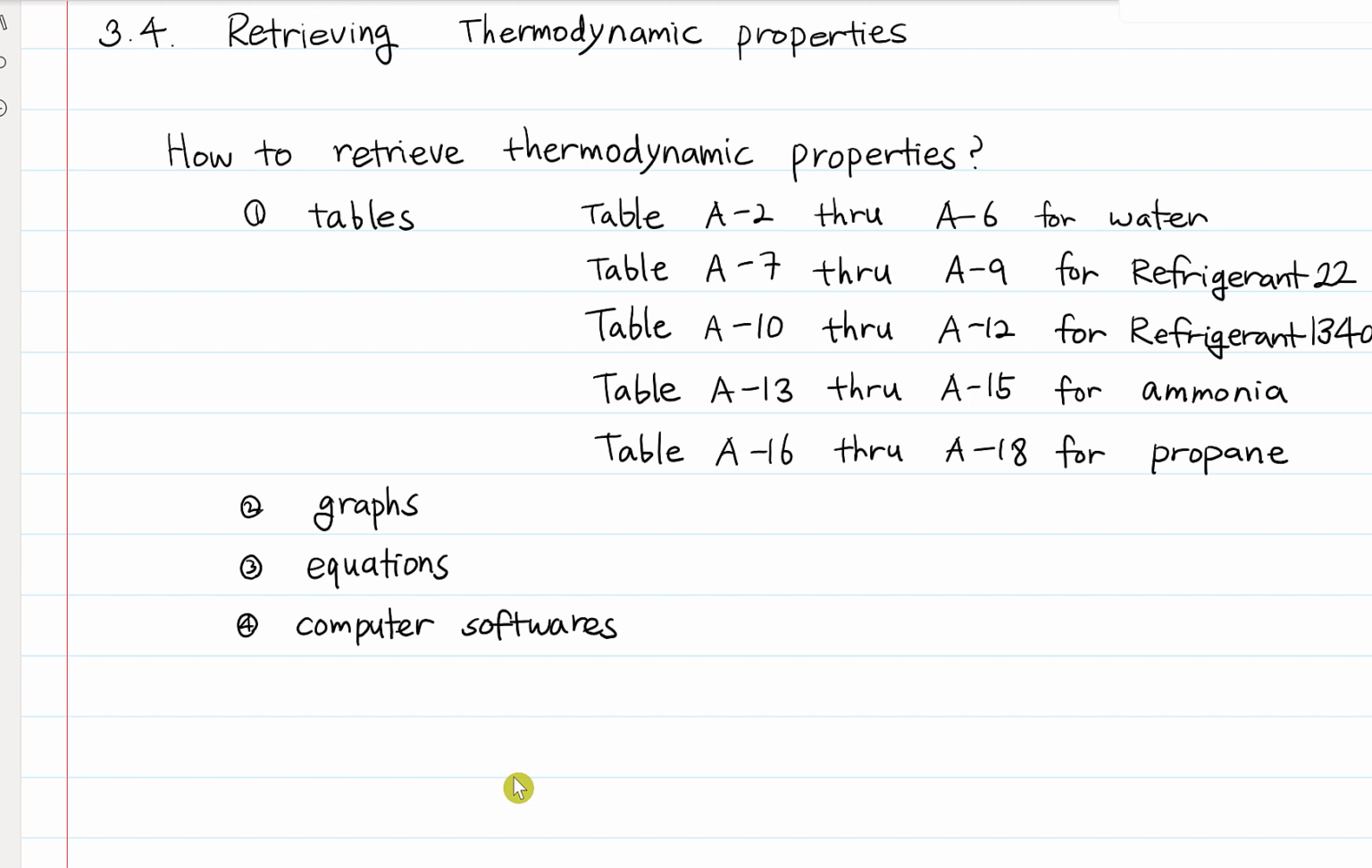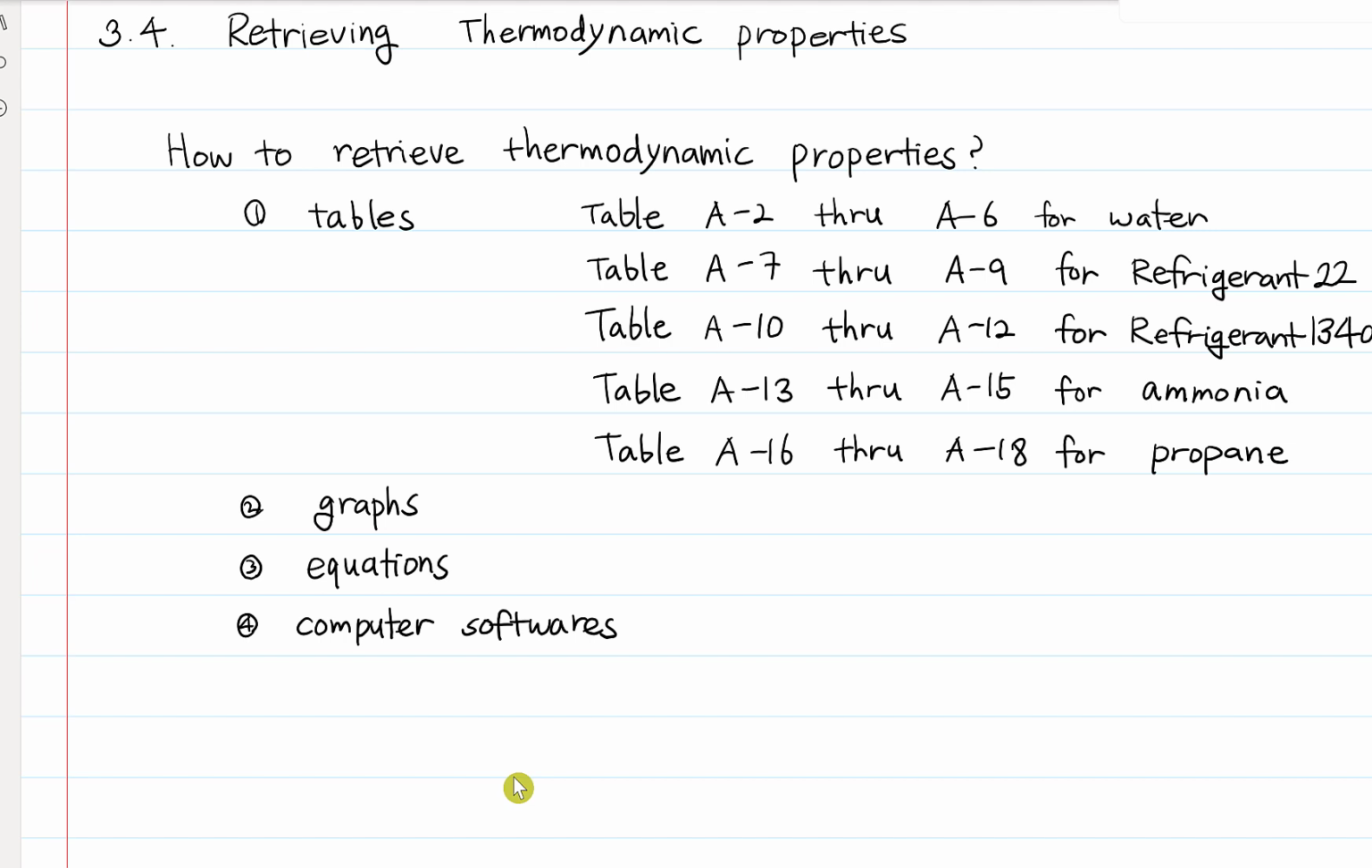Section 3.4 Retrieving Thermodynamic Properties. To analyze a system, we'll need to determine the numerical values for the thermodynamic properties of a system. There are several ways to acquire thermodynamic properties, including the property tables, graphs, equations, and computer software. First, we'll be using the property tables.